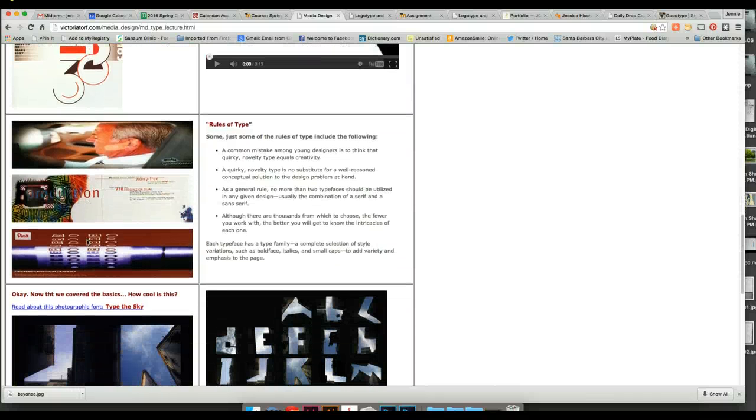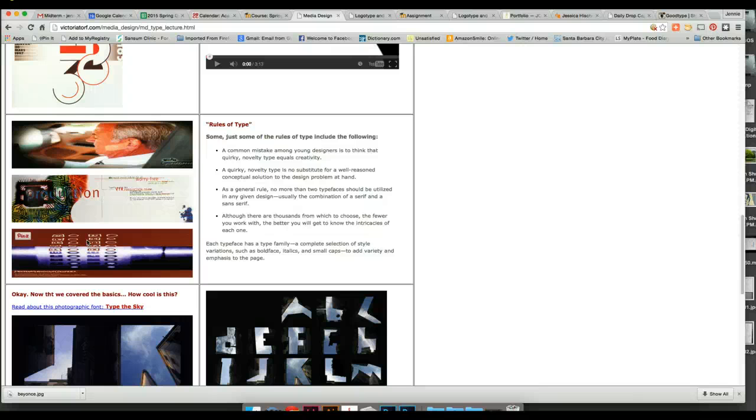So some quick rules of type. Our next assignment is positive, negative letter forms, where you are going to look at the letter forms as shapes. And after that, you're going to have an assignment where you get a 2-page layout, which is going to be more about laying out an actual 2-page spread of copy. So some things to think about when you're using type.